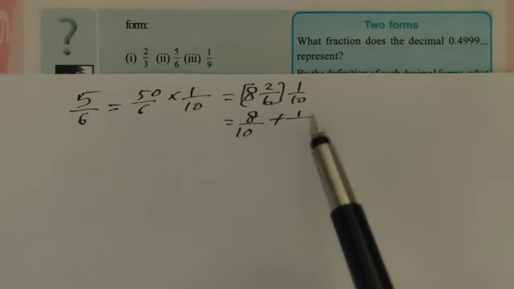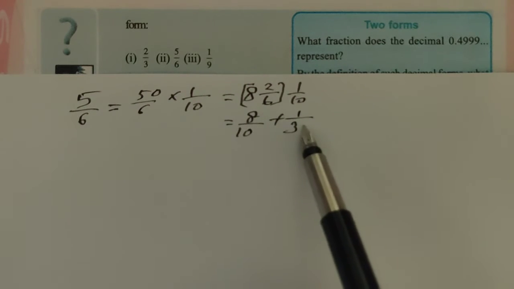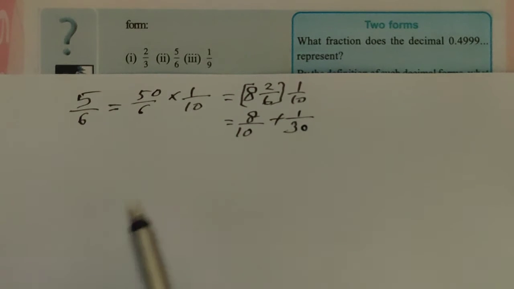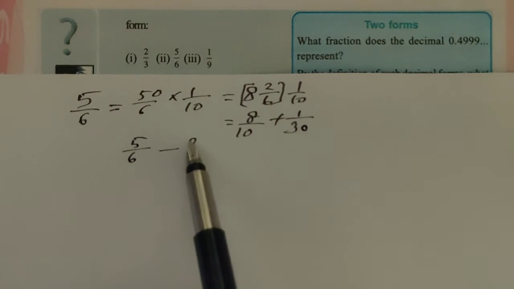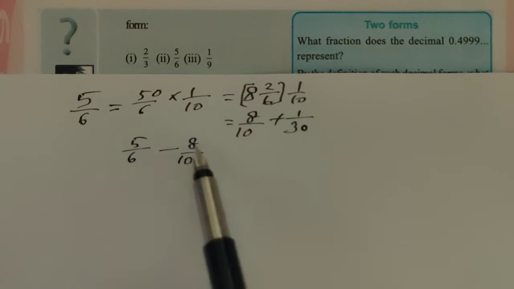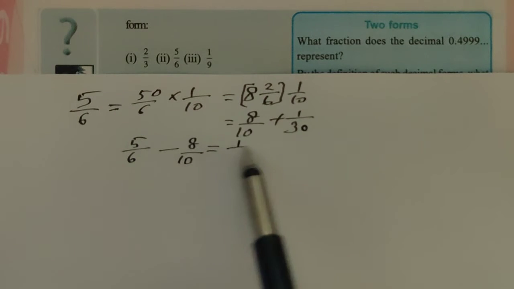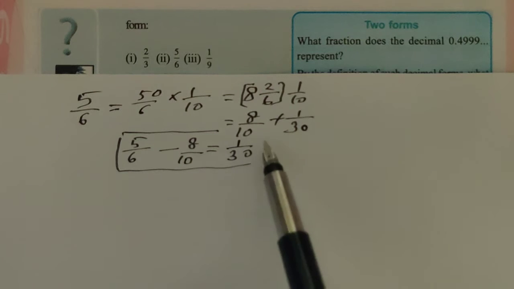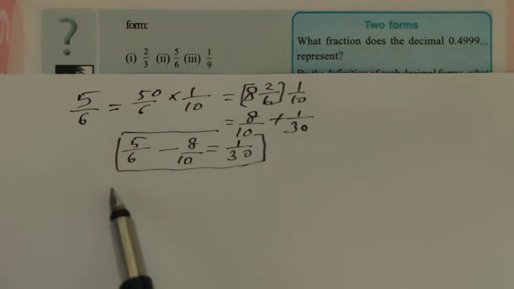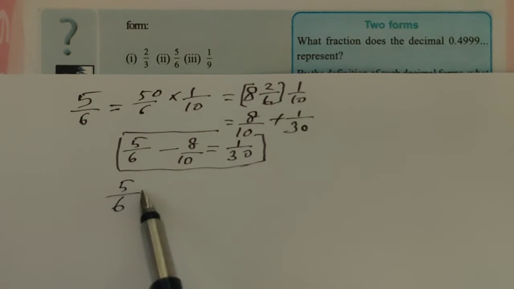Therefore 1 by, you get 1 by what? 1 by 30. And now you put an equation: 1 by 5 by 6 minus 8 by 10 is equal to what? 1 by 30. That is an equation here.